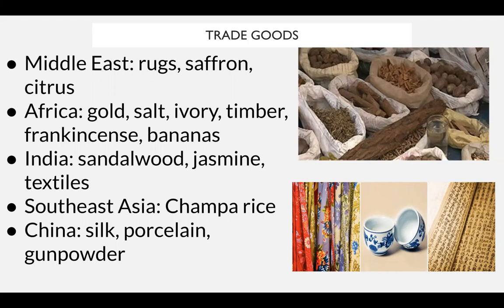Southeast Asia, as we mentioned in our last unit, is the origin of Champa rice, which is a drought-resistant rice that will make it very big in China. But China is the biggest of them all in terms of producing things people want. And what do people want on the Silk Road? Well, it's its namesake, silk.